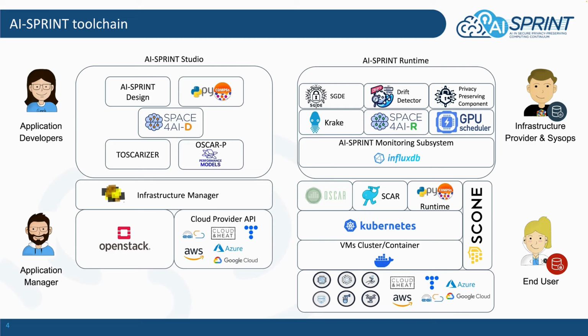Now you'll see at the bottom part of the figure that we have several cloud providers. We're using European cloud providers such as Cloud and Heat, and also other commercial cloud providers such as AWS, Google Cloud, Microsoft Azure, and also federated clouds such as EGI Federated Cloud.